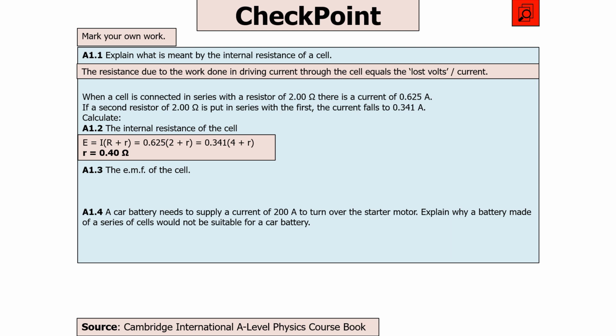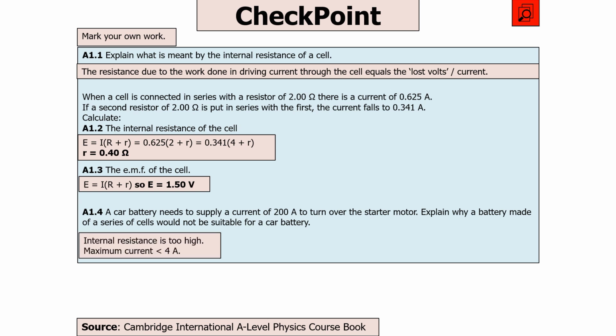Therefore, we can use this equation to work out the EMF by saying EMF equals I big R plus small r. We know small r, we know big R, and we know current is a combination, so the EMF will equal 1.50 volts. Now, you'll notice that when you put cells in series, the internal resistance of each cell will add. So if you put them all in series, the internal resistance will get too high, so you wouldn't get a maximum current above 4 amps due to this internal resistance.